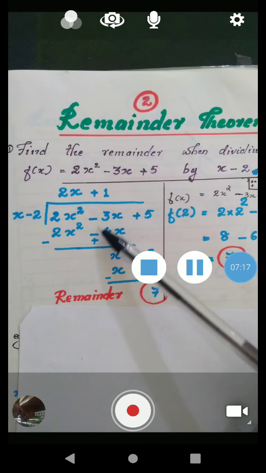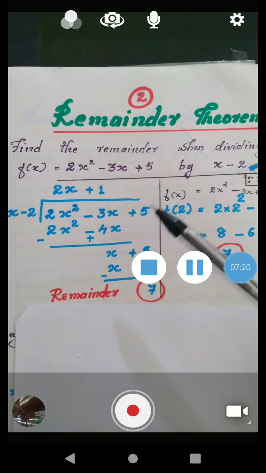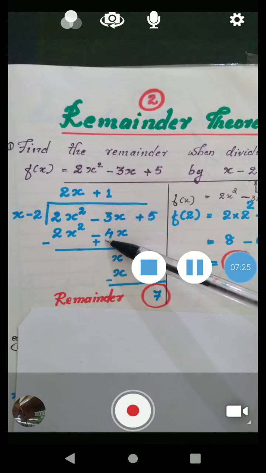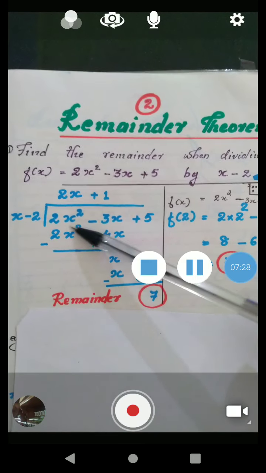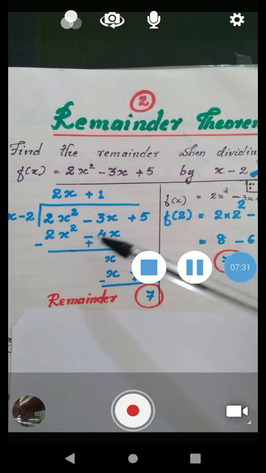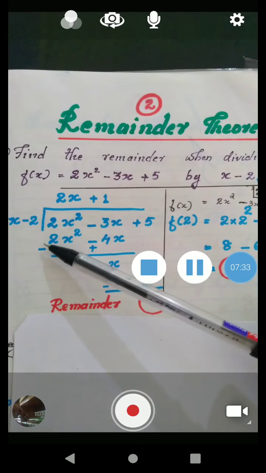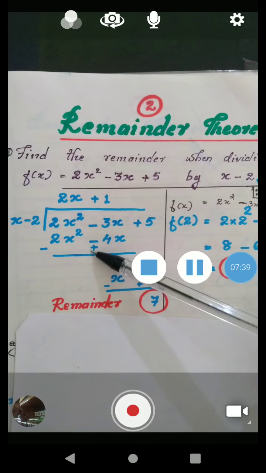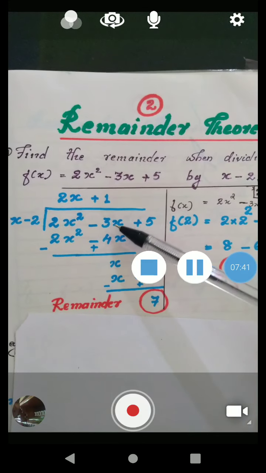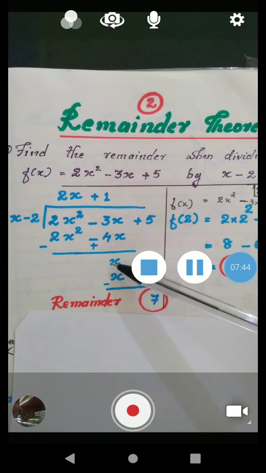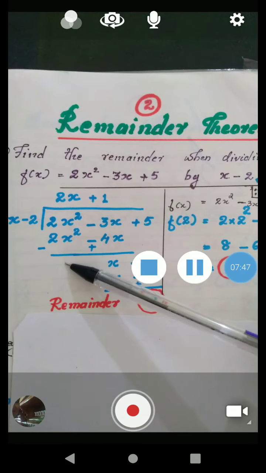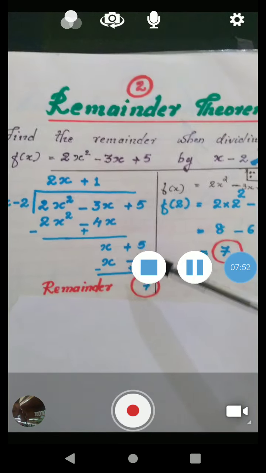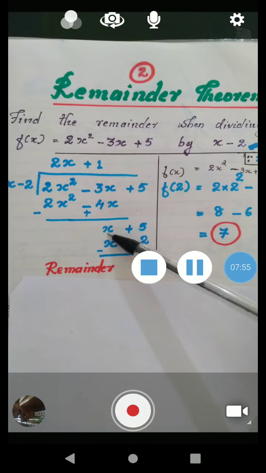Then subtract this from this as usual, like numbers. You have to remember the rule of subtraction: change the sign of the number to be subtracted, then add. Now we change the sign as minus, and here it becomes plus. Now add these two. Minus 3x plus 4x is x. Here these two cancel, it becomes 0. Now bring down the next term, that is 5. So we get x plus 5.